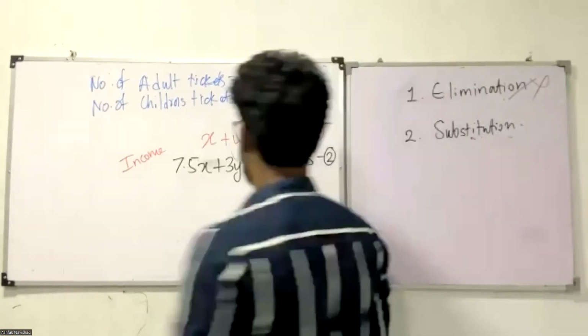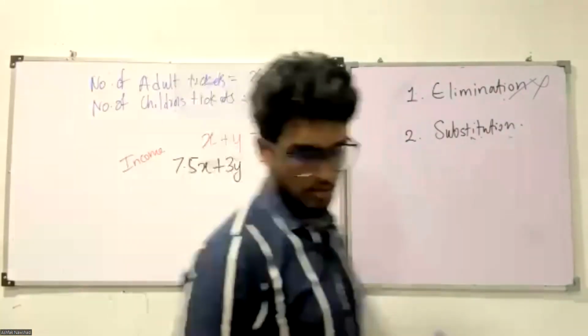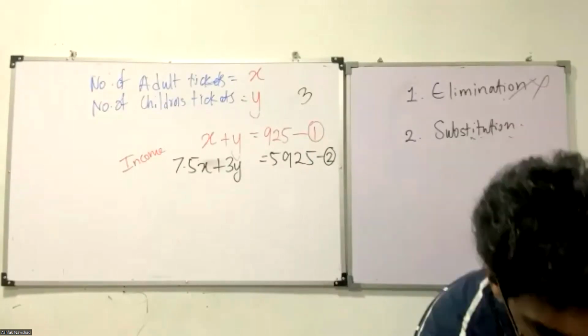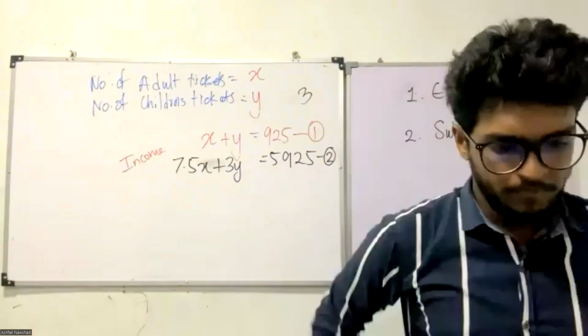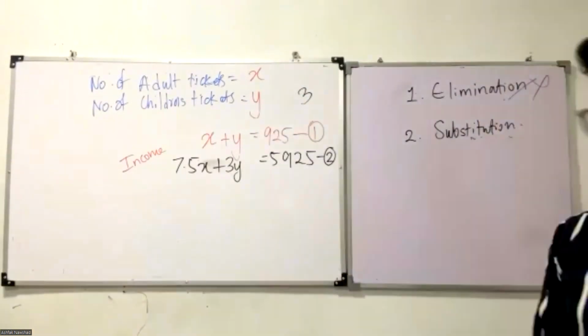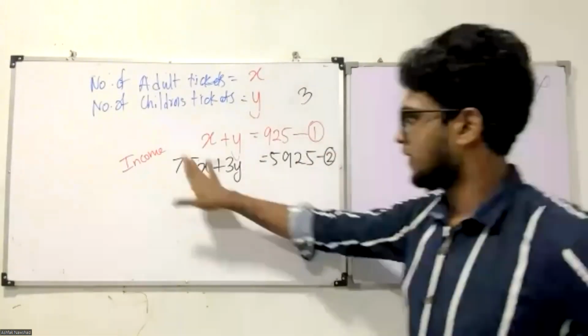Okay. So these are the two equations. Try solving them. I saw one person has solved already, and the answer is correct. Try solving and find out the number of adult tickets and the number of children's tickets sold. These are two simultaneous equations. You can solve them.